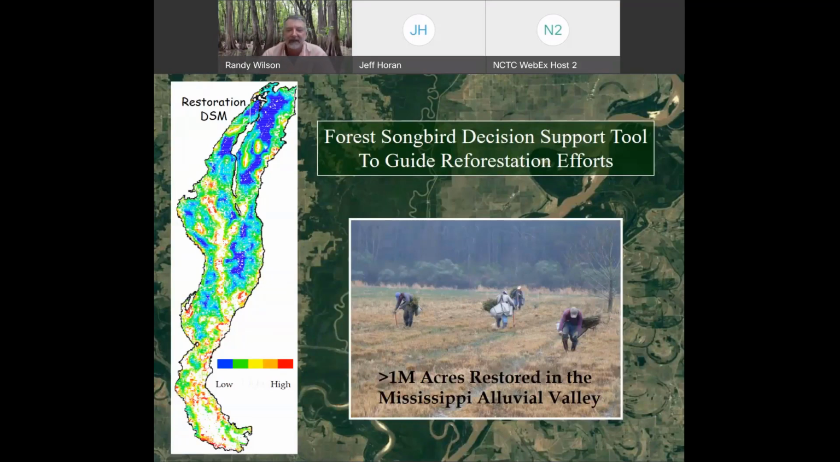And in the Mississippi Alluvial Valley, just as a frame of reference, we're over 1 million acres of restored habitat. And a lot of that has gone in those core areas to build larger blocks of forest to benefit forest breeding birds, as well as the now delisted Louisiana black bear.